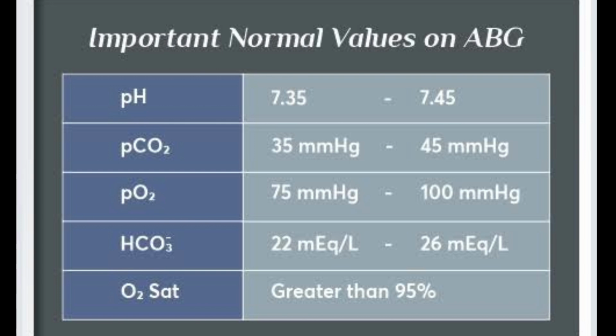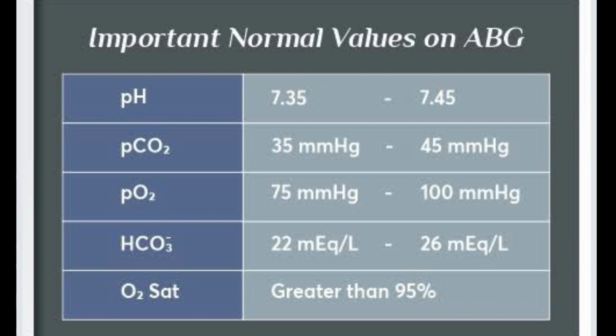So step one is all about the pH. It's our first clue. It tells us right away whether the patient is in acidemia, meaning a pH less than 7.35, or alkalemia, meaning a pH greater than 7.45. So we established the overall acid-base status. What's next in our detective work?